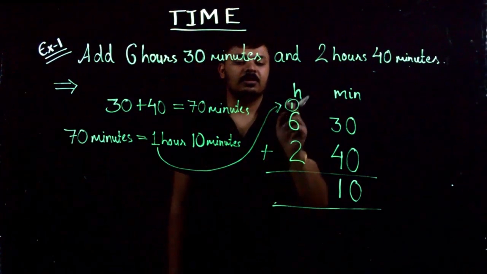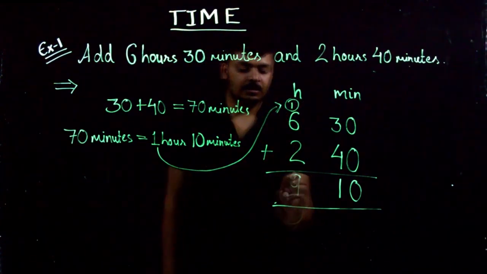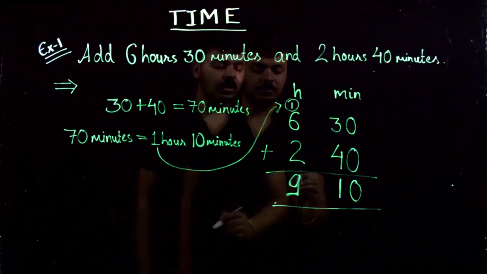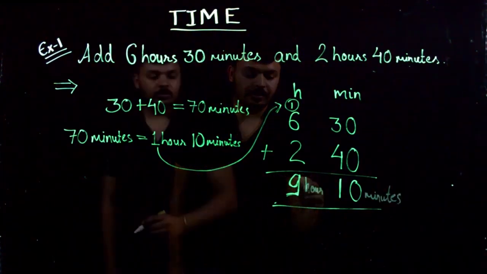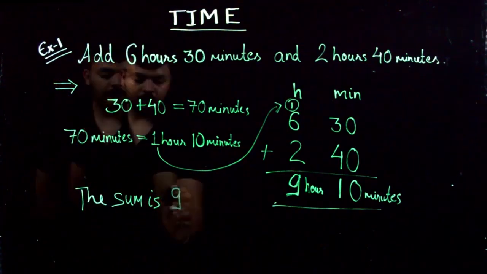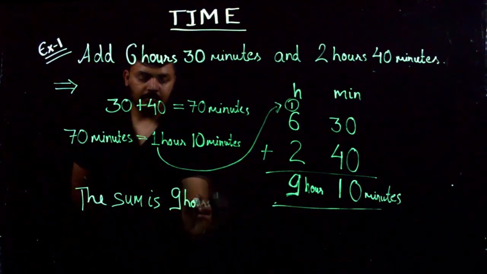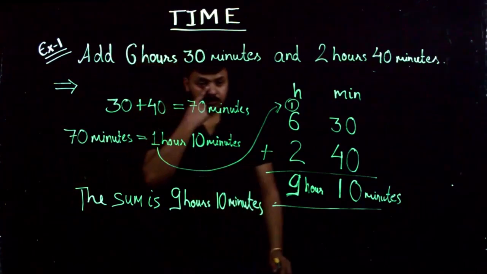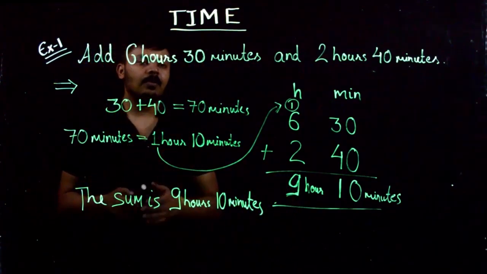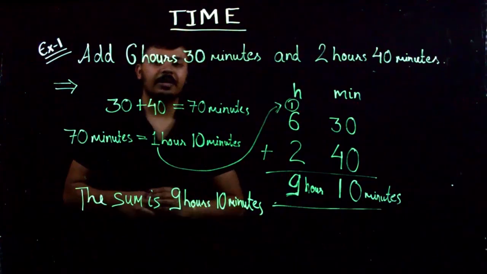So 6 plus 1 plus 2 is 9. So our sum of the two is 9 hours and 10 minutes. So we can say the sum is 9 hours 10 minutes. I hope, students, you have understood how to find the sum of the given two time periods.